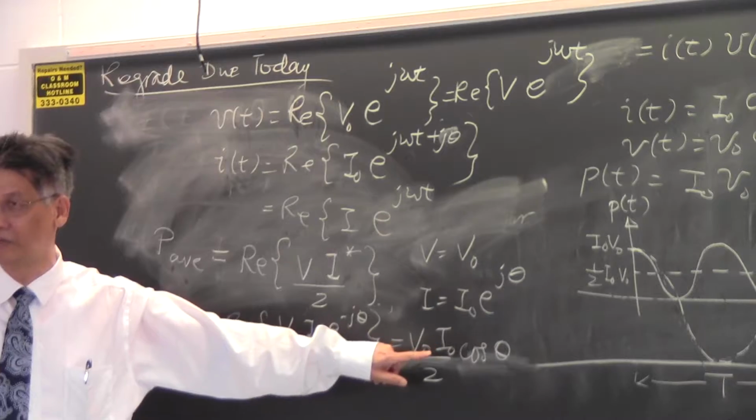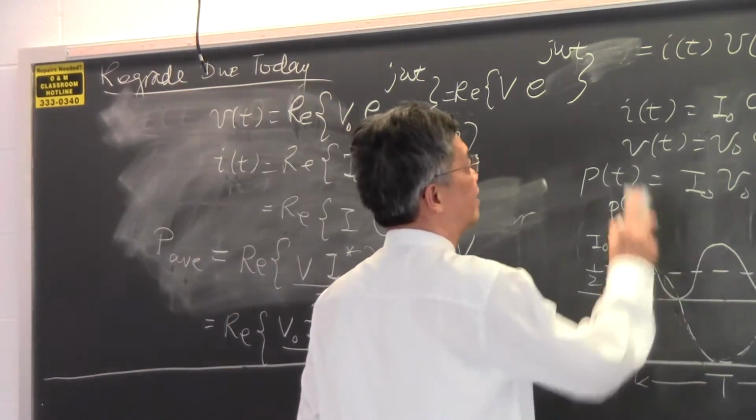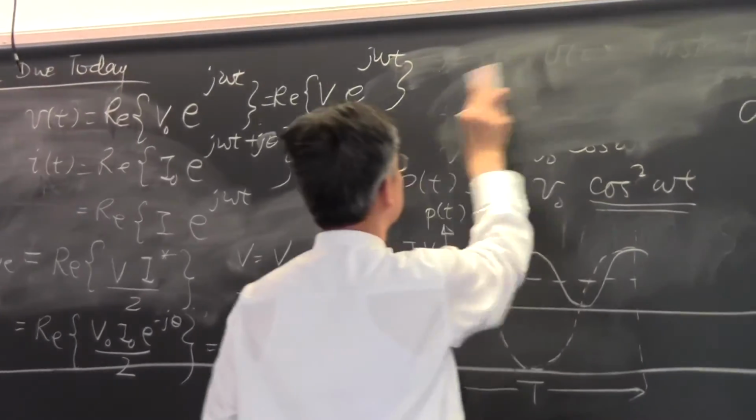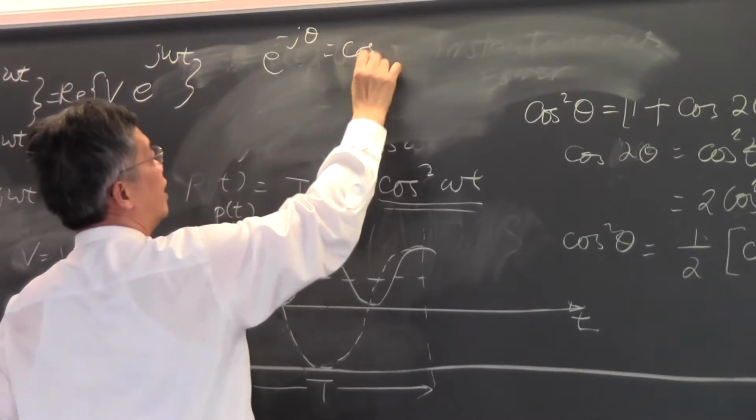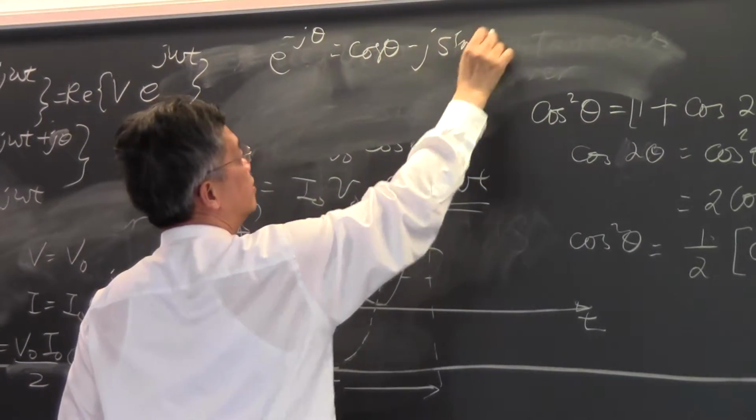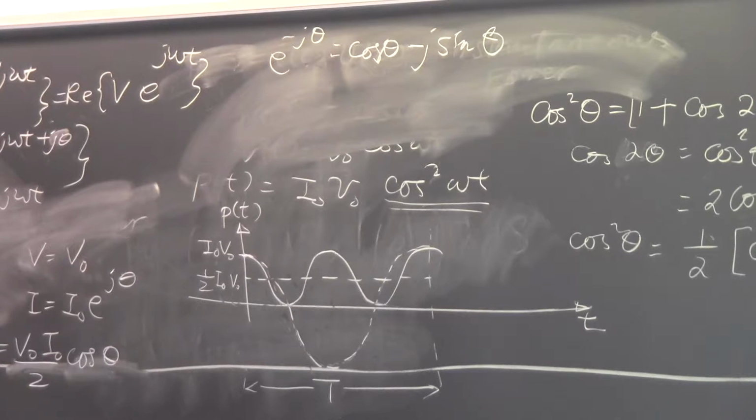If you apply Euler's formula, with the fact that e to the minus j theta is cosine of theta minus j sine of theta. Okay, that is Euler's formula. So this average power formula holds true in general. Okay, holds true for any phasor quantities.